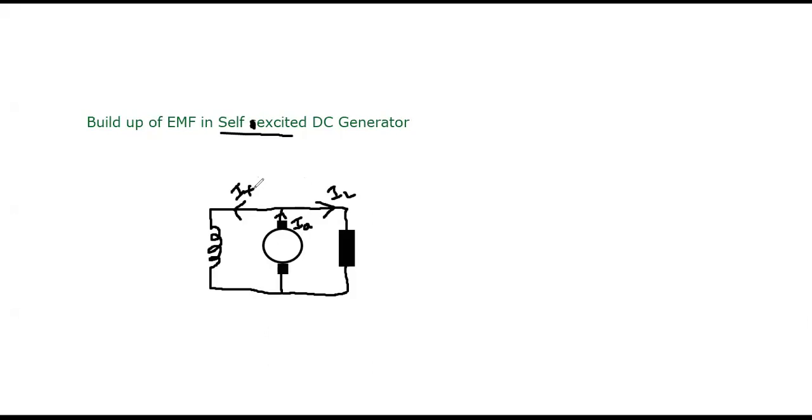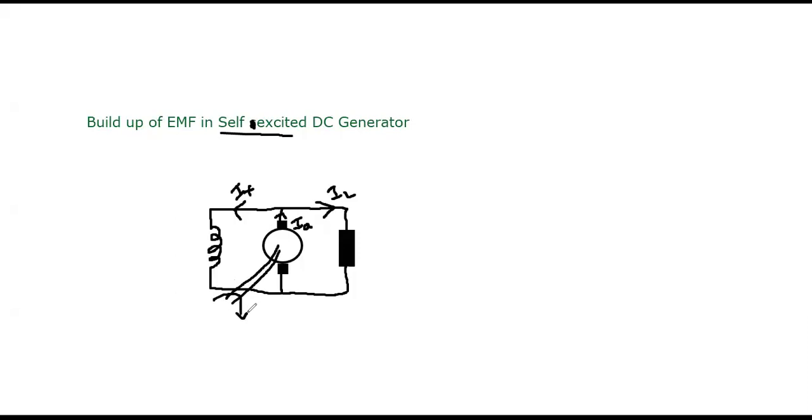So the title of today's topic is the buildup of EMF in a self-excited DC generator. According to this title, I will give you the question in a much simpler manner. Again, I will tell you what we are going to discuss today. This is the armature, and this armature is going to rotate by means of a prime mover.